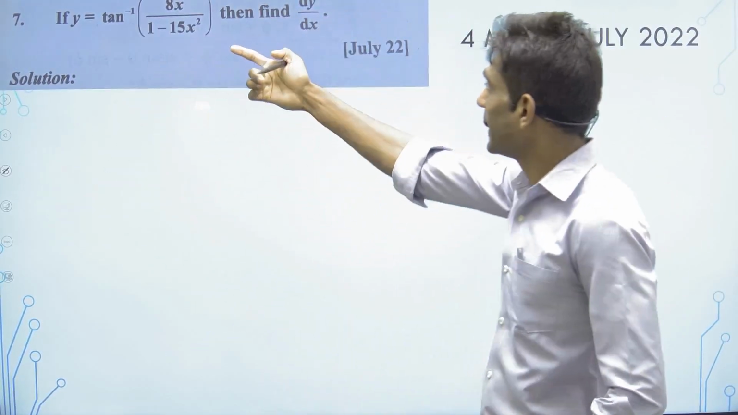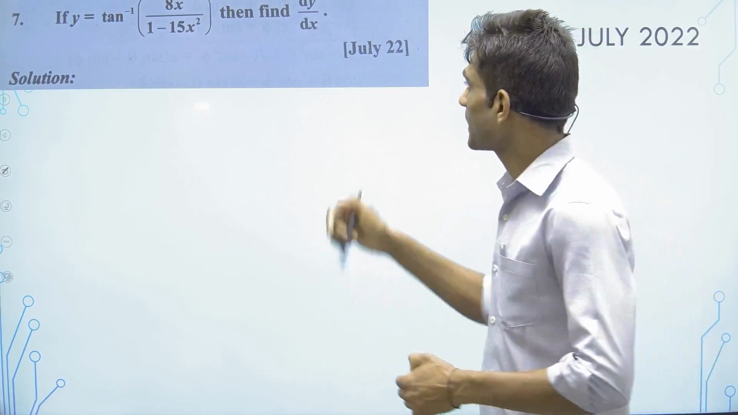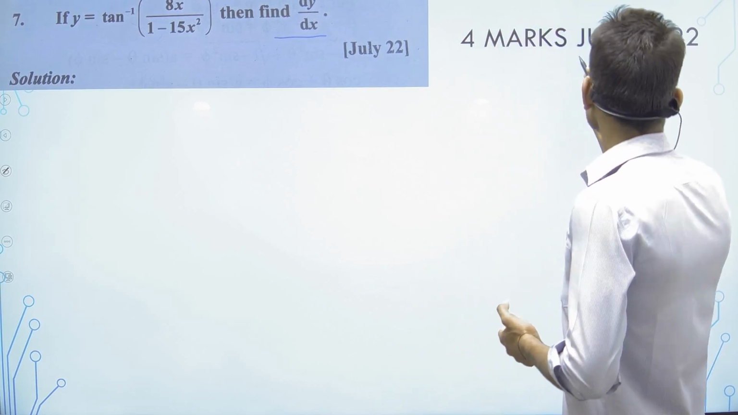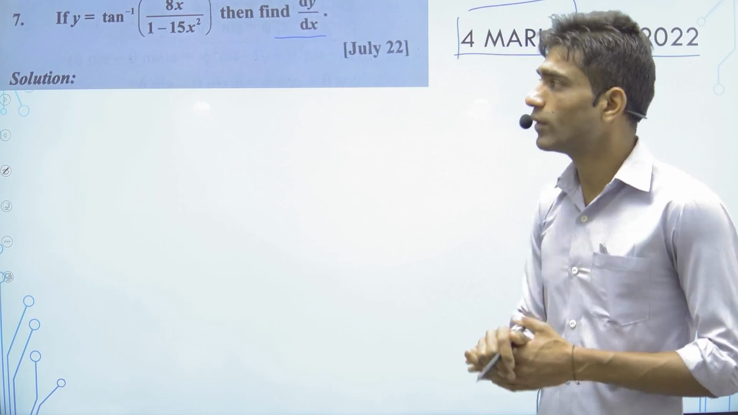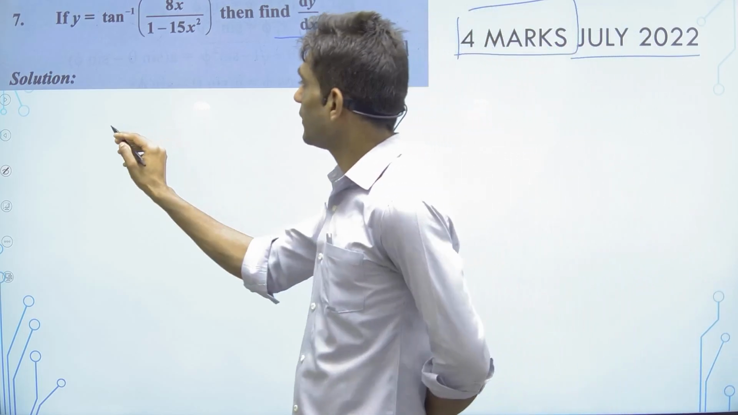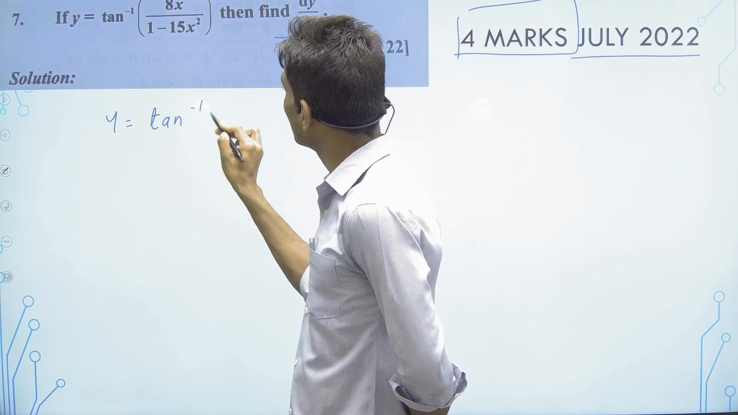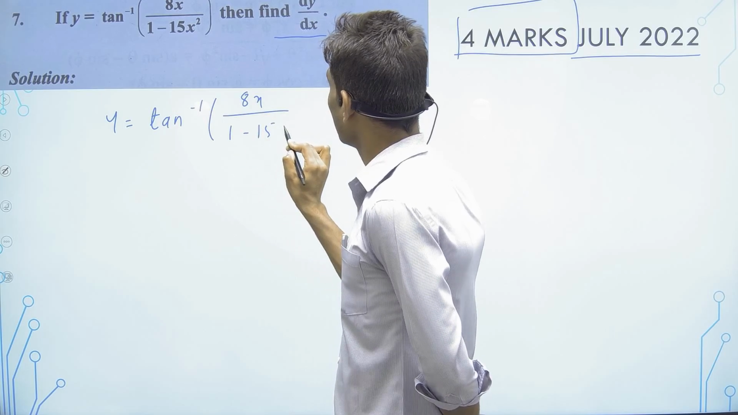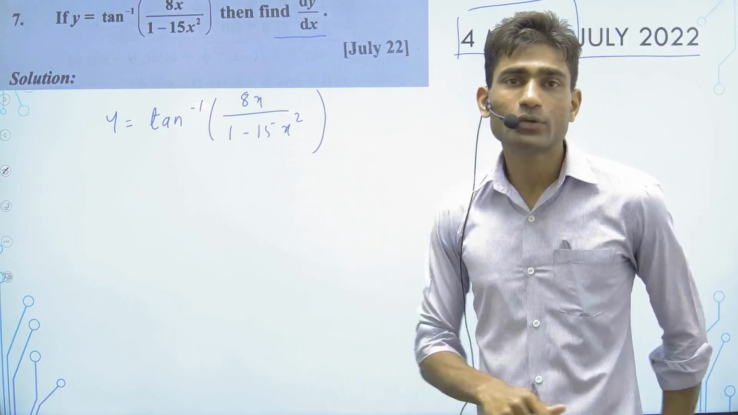So see that we have the next function y, which is equal to tan inverse of 8x upon 1 minus 15x square, and we want the value for dy by dx. This question was asked in the July 2020 board exam for 4 marks. So our function says y is equal to tan inverse of 8x upon 1 minus 15x square.